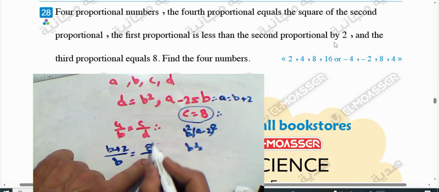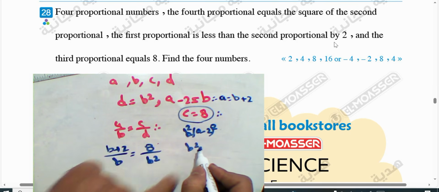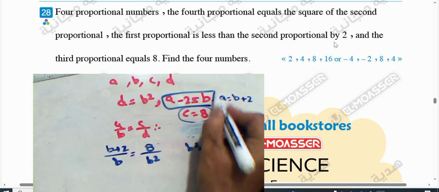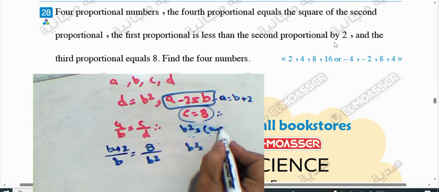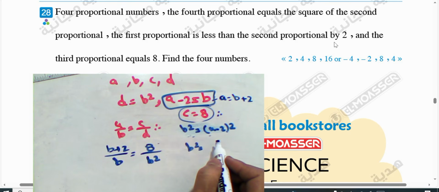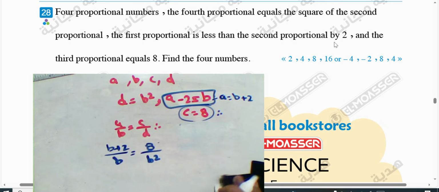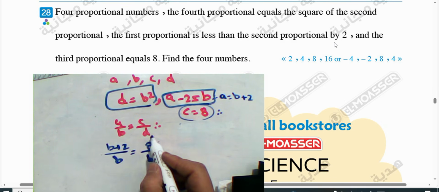Okay, my students, we have here D. D was what? D was B power 2. I will not cancel B power 2 this way, because B equals A minus 2. What about B power 2? Right here, A minus 2 all power 2. Again, we have D equal B power 2.